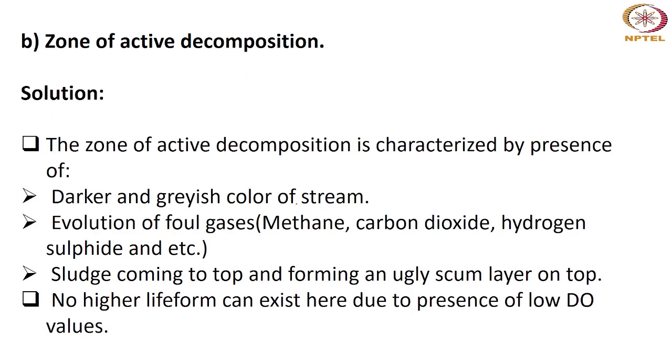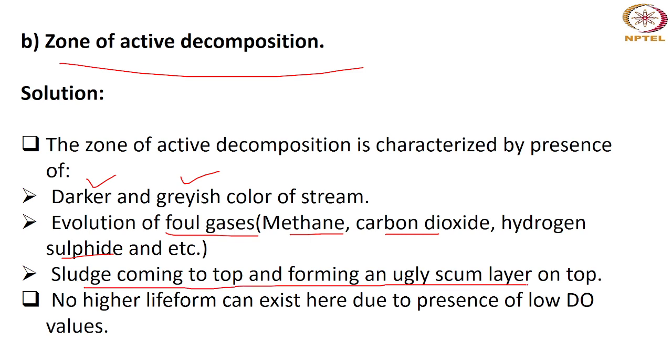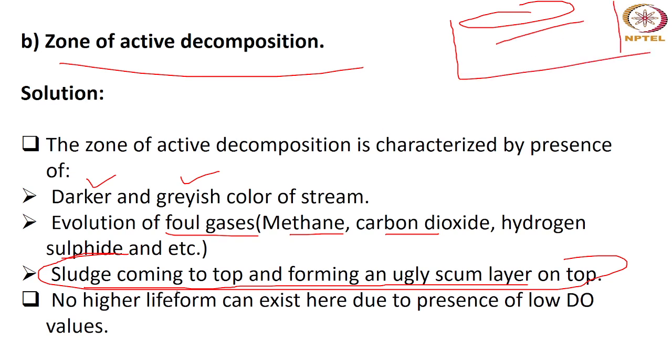Okay, right. And the answer is B, that is the zone of active decomposition. This is the correct answer. So congratulations. The zone of active decomposition is characterized by various characteristics. First, it will be a darker or grayish color, and then you will find some foul gases like methane, carbon dioxide, or hydrogen sulfide. You will also find the sludge coming to the top and forming an ugly scum. And due to this scum at the top, and very little DO present in the water, no higher life form can exist there.